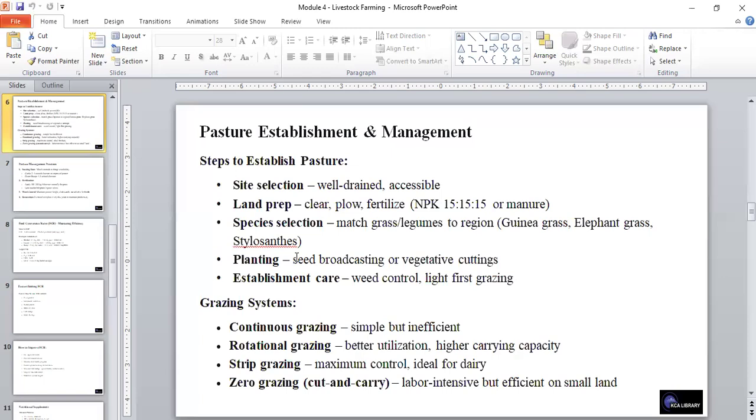Grazing systems. Grazing system involves continuous grazing. This is simple but inefficient. Then rotational grazing and strip grazing. This is usually ideal for dairy, that is milk producing animals. Then zero grazing.